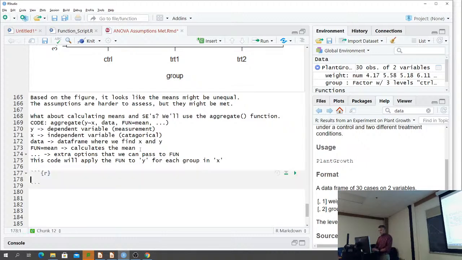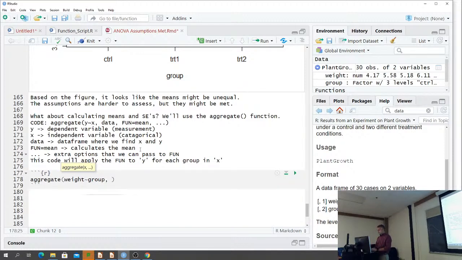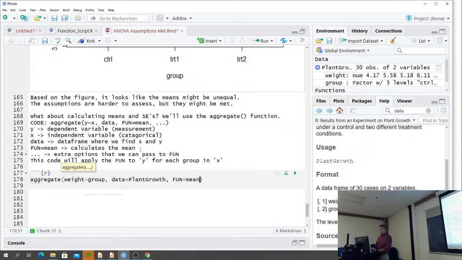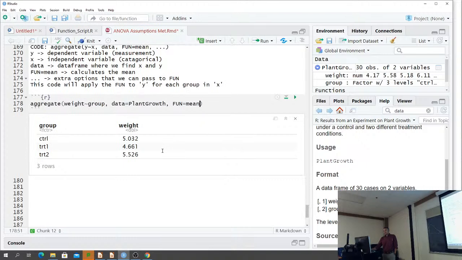So our example is to use the aggregate function. We want weight as a function of group. So we're going to calculate the mean weight for each of the levels in group, where our data is PlantGrowth, and the function that we're going to apply is mean. And I'm going to leave off the na.rm because we know that this data set does not have any missing data. So now, here are our means.